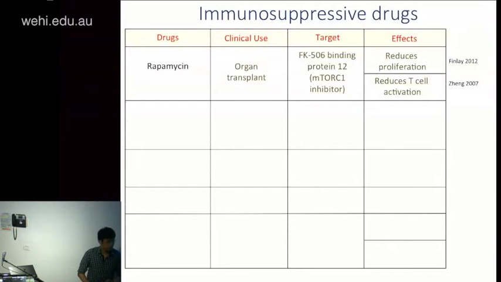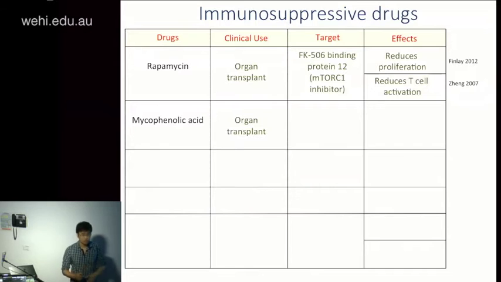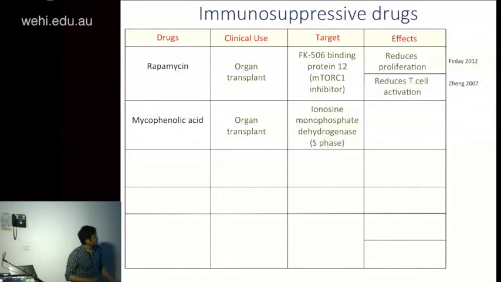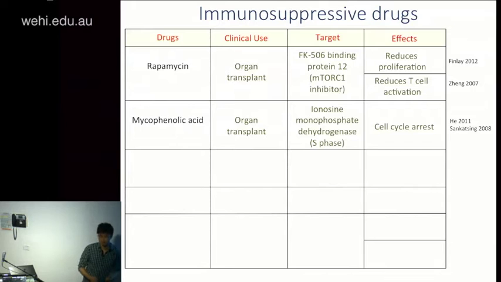Another drug that I'll be showing you now is mycophenolic acid, which is used for the treatment of organ transplantation rejection. Basically, it targets the enzyme that's involved in the synthesis of guanine nucleotides, which is the inosine monophosphate dehydrogenase, an S-phase inhibitor. So the effect of mycophenolic acid is that it causes cell cycle arrest.